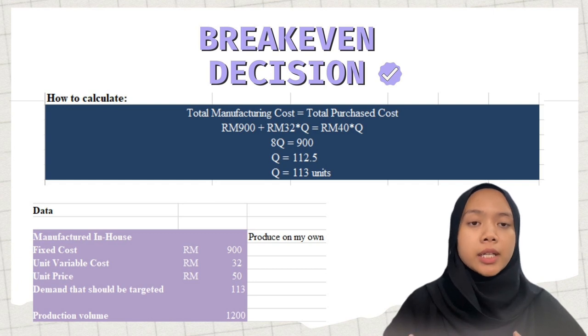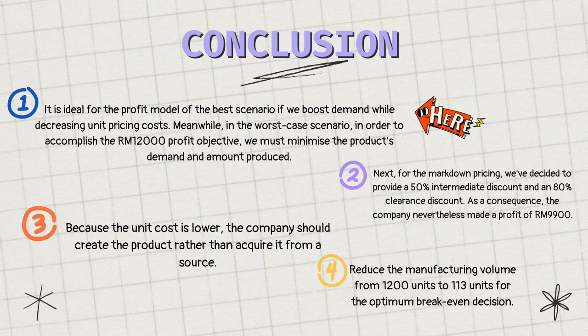To achieve the break-even decision, the manufacturing output will be reduced from 1,200 units to 112.5 units, or 113. So the conclusion is, first, it is ideal for the profit model of the best scenario if we boost demand while decreasing unit costs. Meanwhile, in the worst case scenario, in order to accomplish the 12,000 profit objective, we must minimize the product's demand and amount produced.